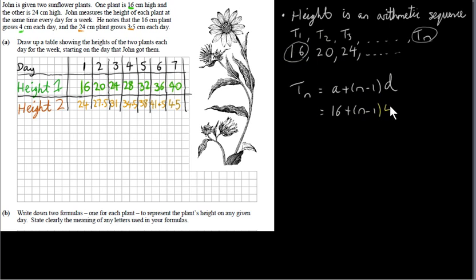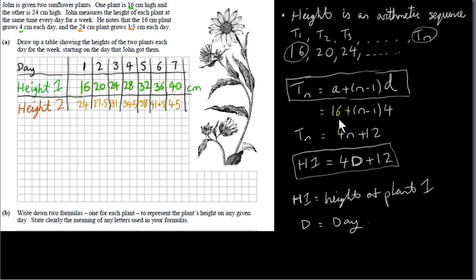20 minus 16 is 4. We know that was given in the question. This plant grows by 4 centimeters each day. So what we have here is 16 plus 4n minus 4. I'll write the n term first, 4n. 16 minus 4 is 12. So this is a formula that will give us the height of plant 1 for each of the 7 days of the week. So for example, if we plug 7 in for n, we get 4 times 7 is 28. 28 plus 12 is 40. So the height of plant 1 on day 7 is 40 centimeters.